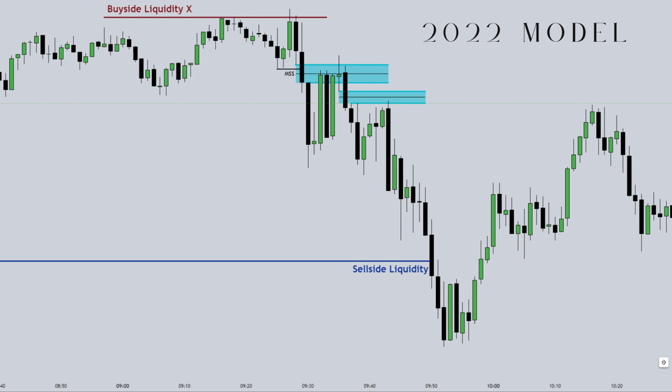Then before going lower, it created another FVG that I used to add another contract, since I was sure that the market was going lower, not only because of the 2022 model, but there was a discount opening range gap too.